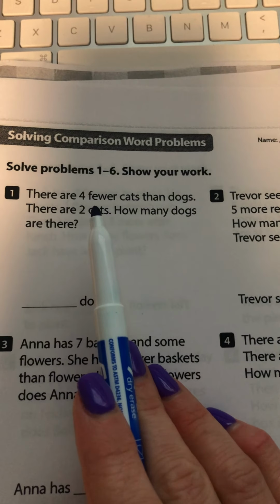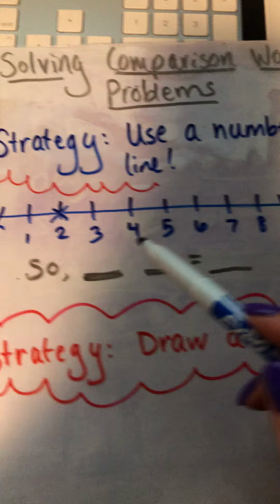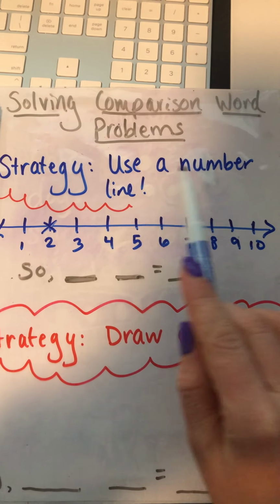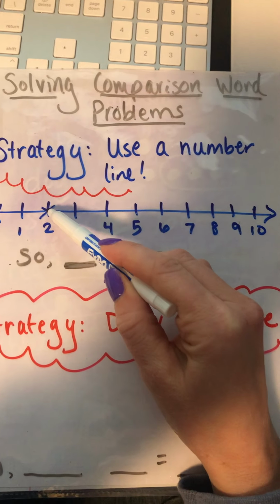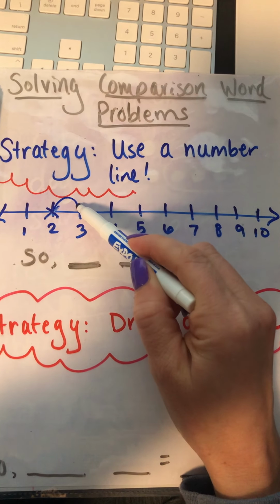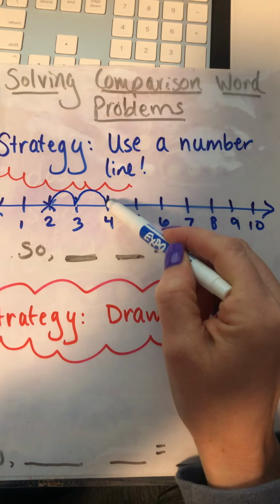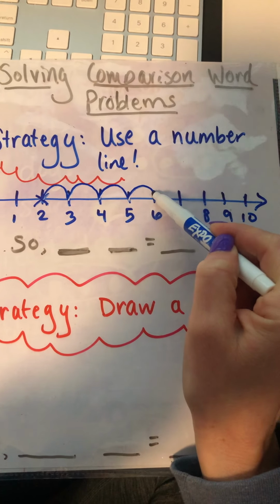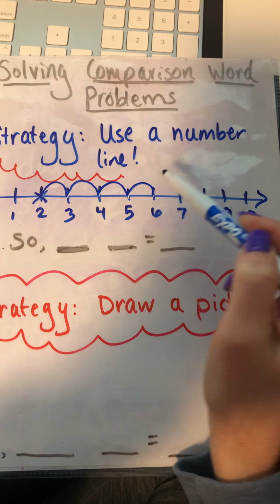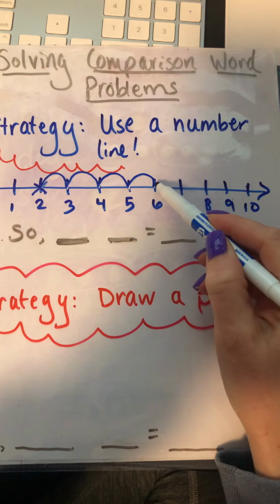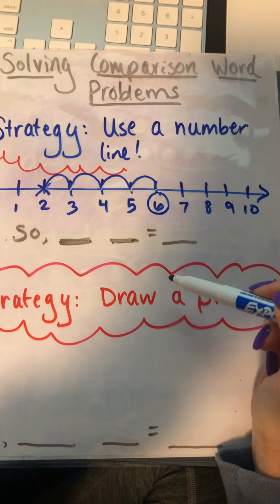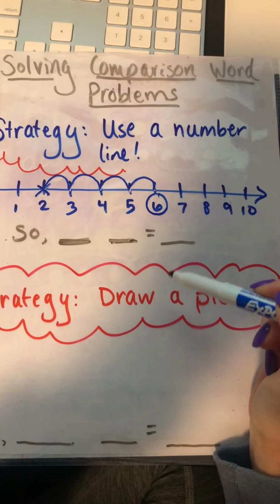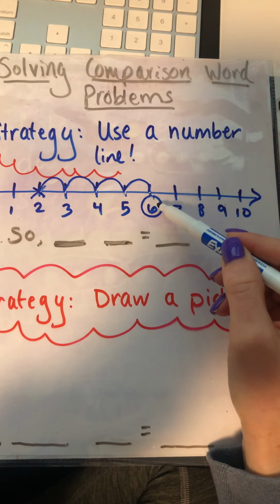Well, there's 4 more. So on my number line, when I'm going more, I have to go up on my number line, or increase. I increase by 4 more. So let's count. 1, 2, 3, 4. Okay, so I counted on my number line and I landed on the number 6. So I'm going to circle the number 6. So now I know 6 dogs.